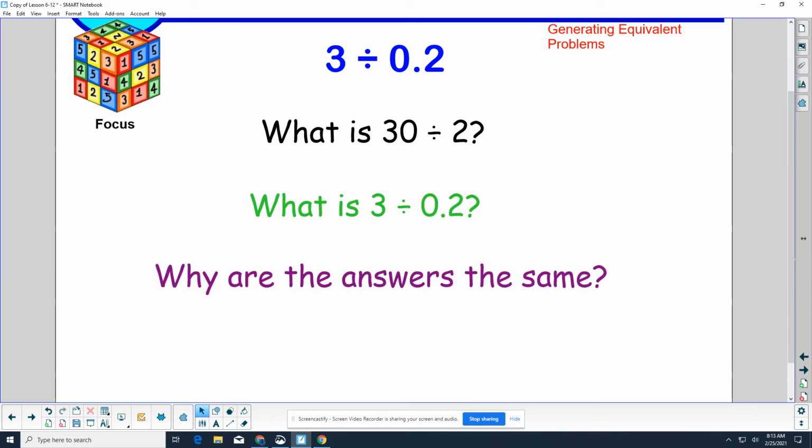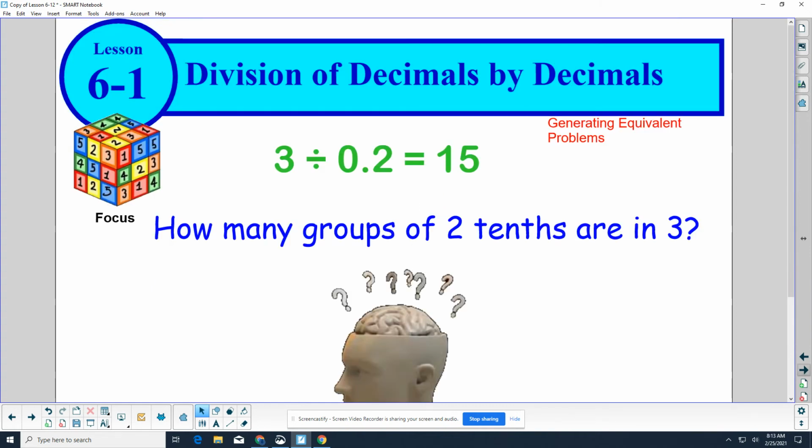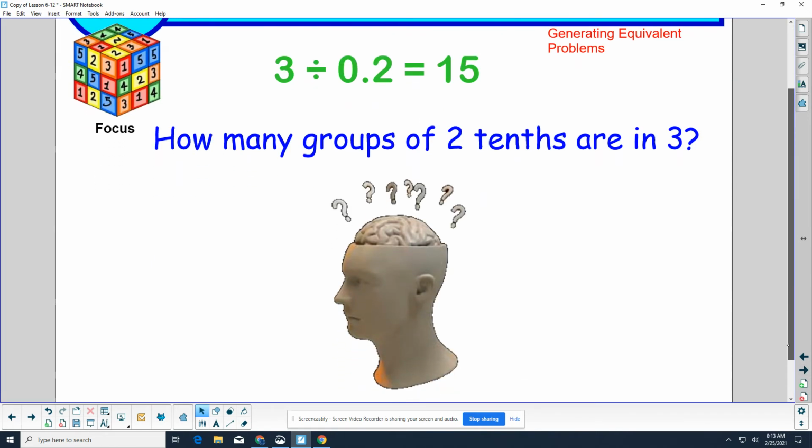And why are the answers the same? So think about that. We created equivalent problems. We changed the dividend and the divisor. Same thing when you get equivalent fractions. If you change the dividend and the divisor and you follow the same rule for both, then you will get an equivalent or equal fraction. In this case, an equal problem for division.